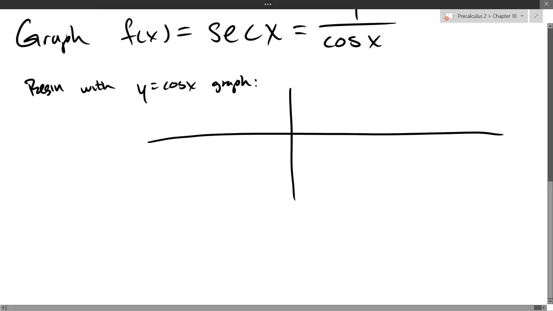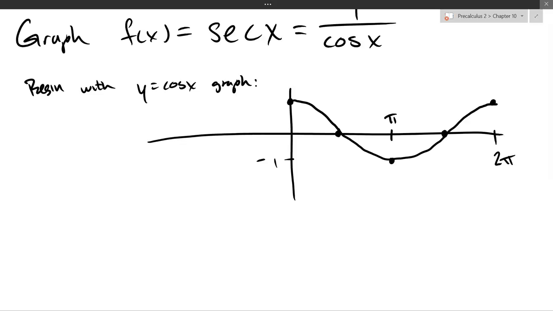So cosine starts at 1. At 2 pi, we'll be back at 1. Regular pi, we're halfway in between. At pi, we're at negative 1. X-intercept, and then connect it together. So there's one period of cosine right there.